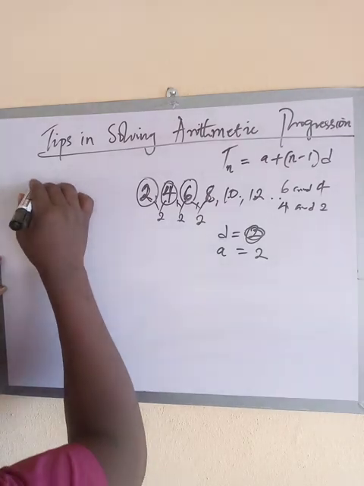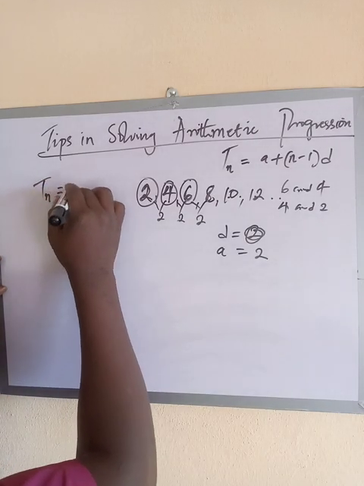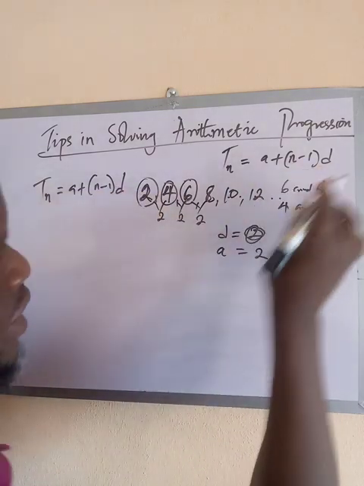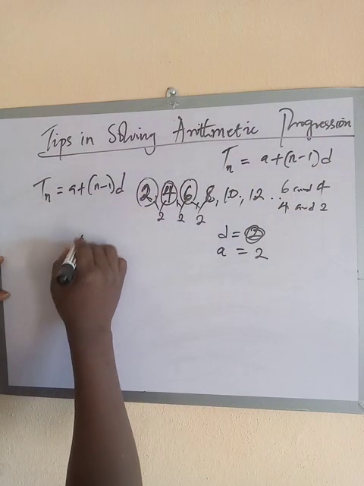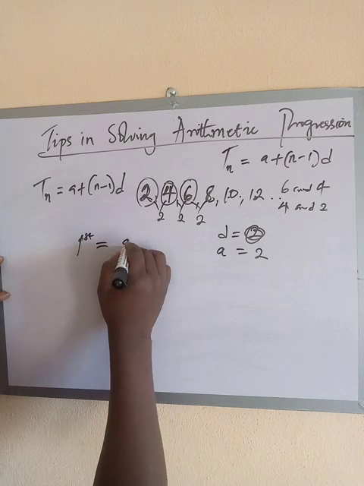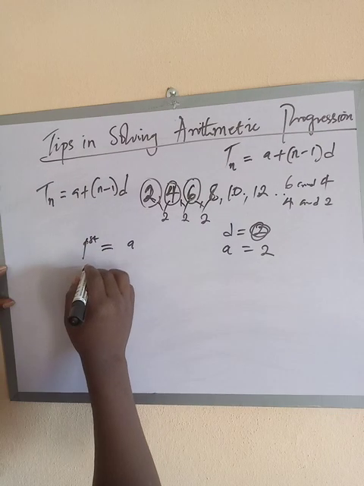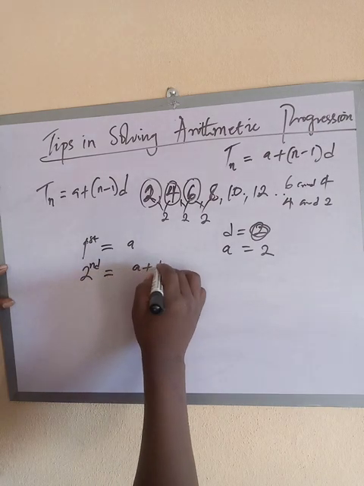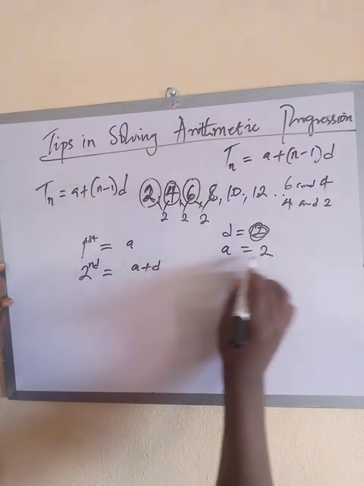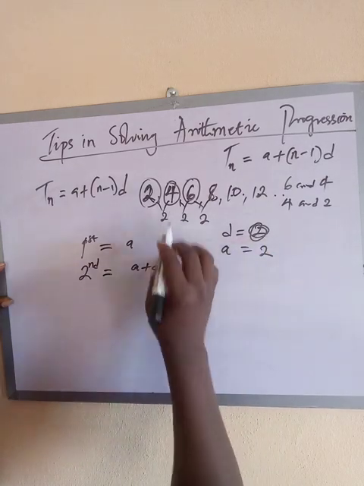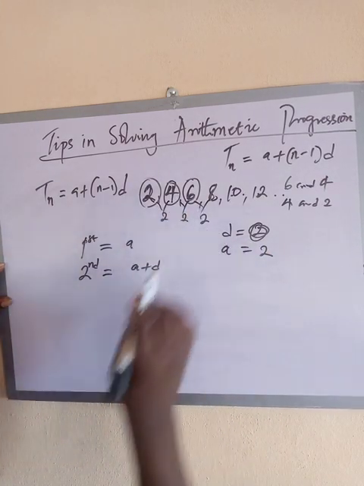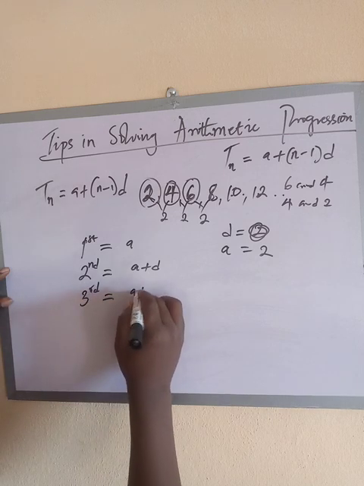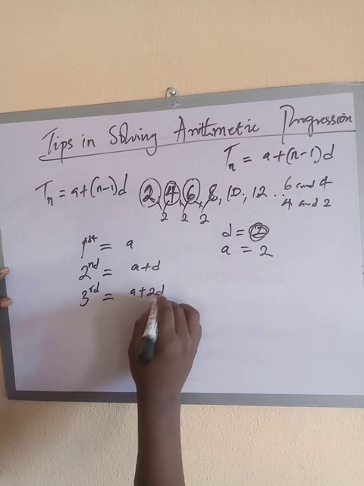I want to show you how this formula was derived. Now, when we look at the nth term of AP to be equal to a plus n minus 1 d, this is the first term, which is equal to a. And this is the second term, which is equal to a plus d, because adding d, the common difference, will give you the next term, which is the second term. And we were told that the third term is equal to a plus 2d.